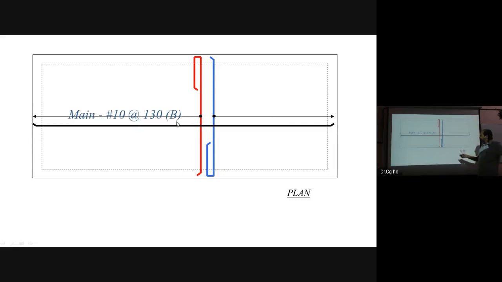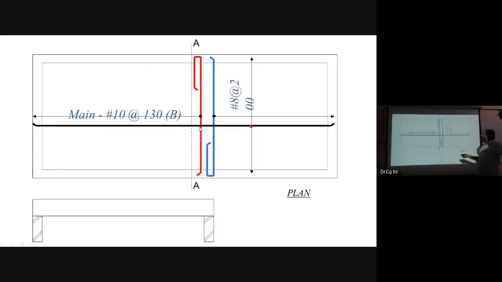Now this is the distribution bar. It is distribution that is 220 millimeter center to center. Is it not? If we make a section, if we make this section, see, it looks like this.